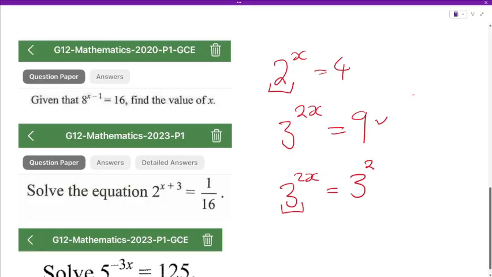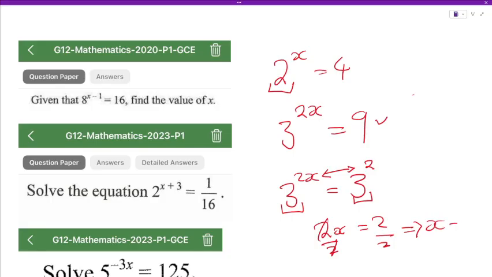Once the bases are the same, you now focus on the powers. You equate the powers. So it's going to be 2x on the left side is equal to 2 on the right side. Then you solve for x. You just divide by 2 on both sides. The 2's will cancel, meaning your x is going to be equal to 1, because 2 divided by 2 is 1. And you are done.